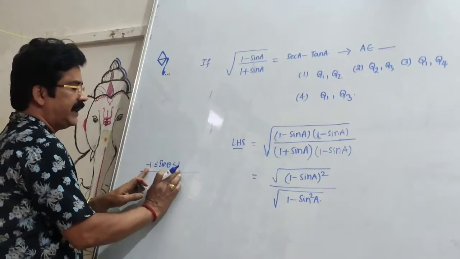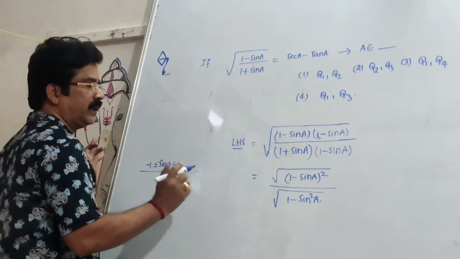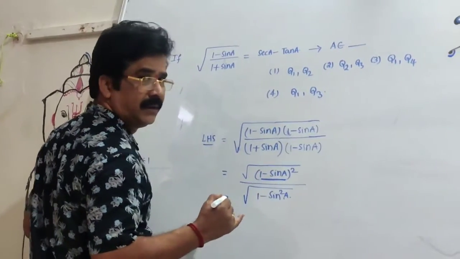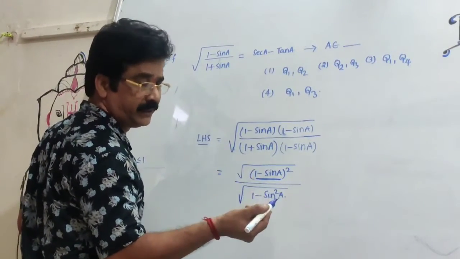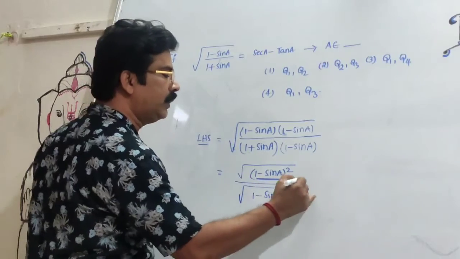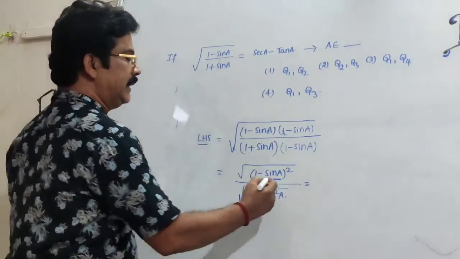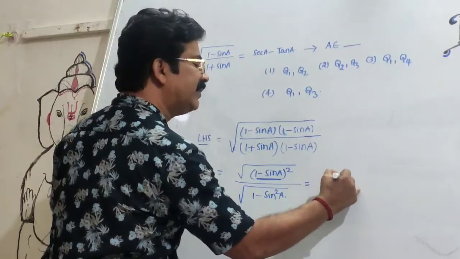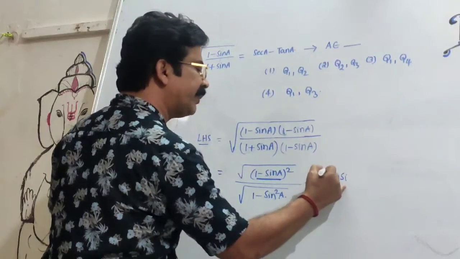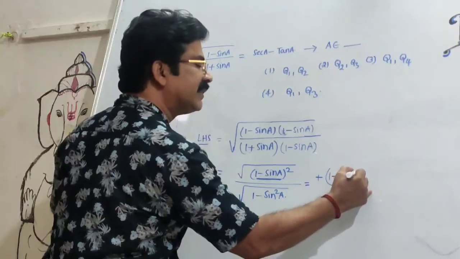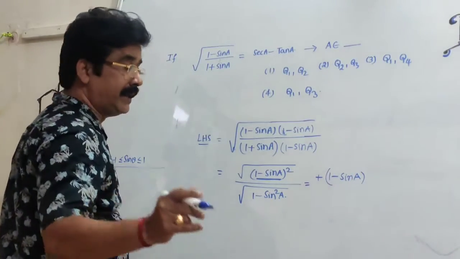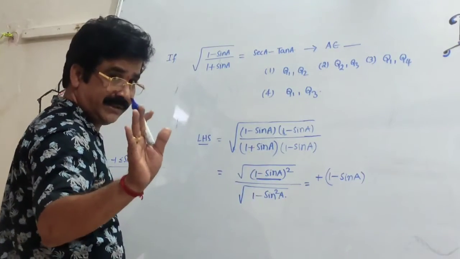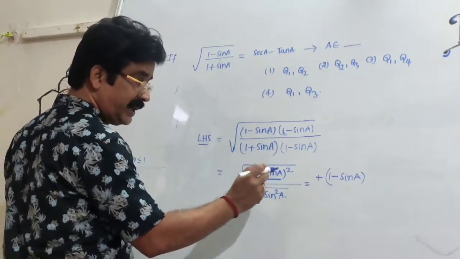Whenever sine theta lies between minus 1 and plus 1, definitely this is either greater than 0 or equal to 0. Understand? So therefore definitely it is 1 minus sine A, I mean positive 1 minus sine A. It is not square root cancelling. It is not cancellation of root to square.